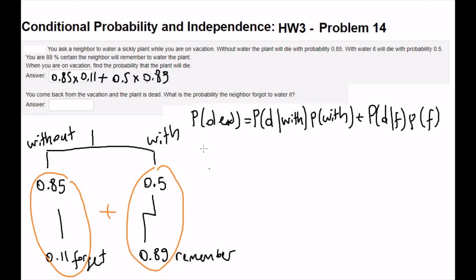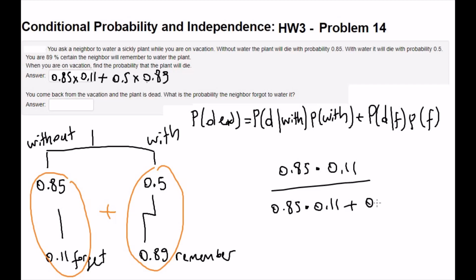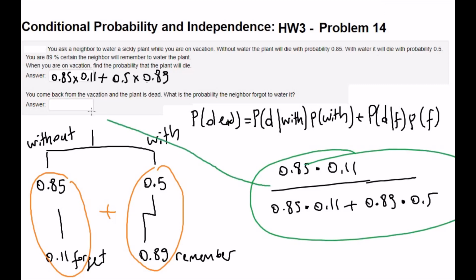In part B, what is the probability that the neighbor forgot to water it? So it's going to be this 0.85 times 0.11, because that's the forgot without water, all over everything. 0.85 times 0.11 plus 0.89 times 0.5. So this answer will be here.